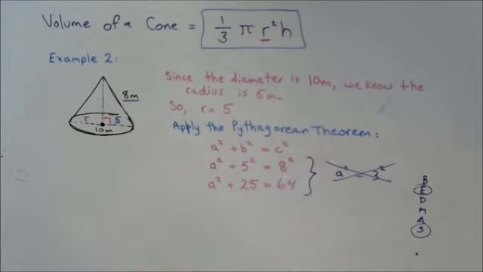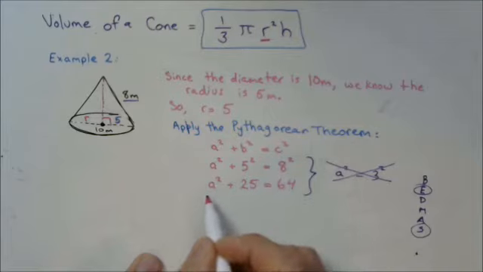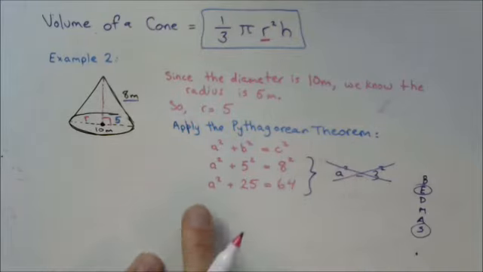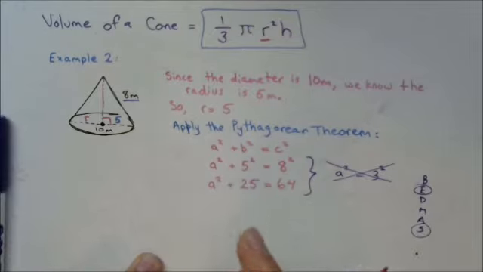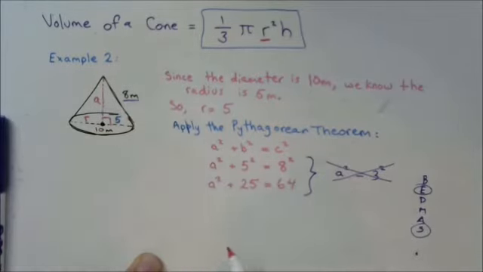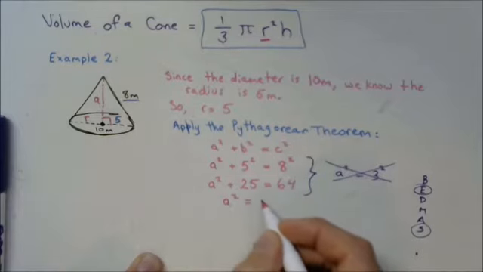Let's carry on. From here, I'm going to find out the height. A squared, A in this example is the height. I could have used the letters H and R, but I didn't need to. So this is labeled A for me. Could be H, doesn't matter. I'm going to subtract 25 from both sides. A squared equals 39.